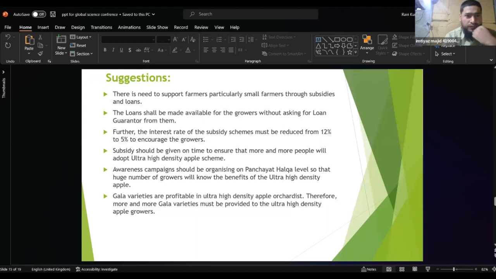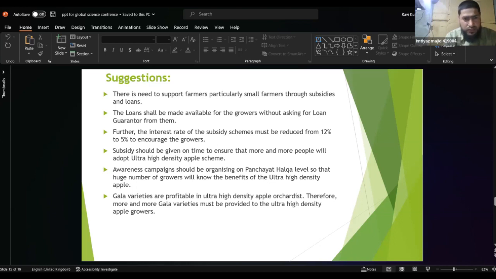Here are a few suggestions. There is a need to support farmers, particularly small farmers, through subsidies and loans. The loans shall be made available to the growers without asking for a loan guarantor. Further, the interest rate of the subsidy scheme must be reduced to 5 percent to encourage the growers. Subsidy should be given on time to ensure that more and more people will adopt the ultra high density scheme.